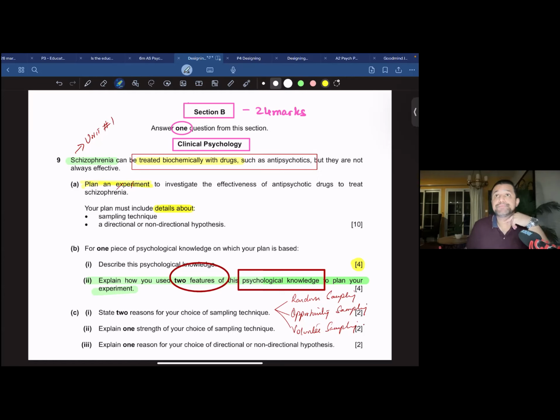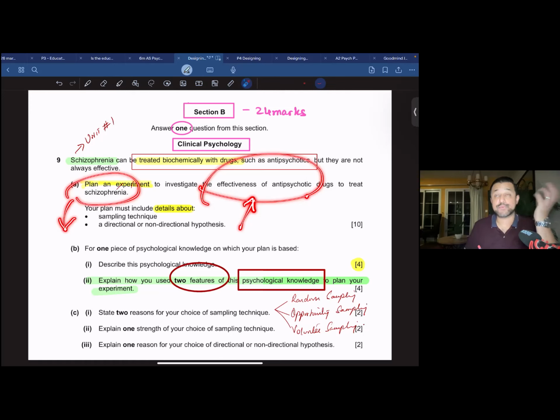Now, of course, let's just say you're choosing a volunteer sample, there has to be a reason why you've chosen it, right? In this case, let's just say we're talking about trying to investigate the effectiveness of antipsychotic drugs to treat schizophrenia. For schizophrenic patients, you might as well put up an advertisement in a clinic. You might use any form of advertisement that helps you identify schizophrenic patients, and then they respond back to you.